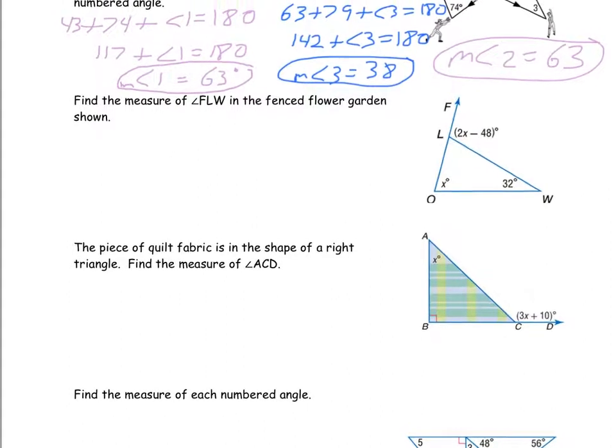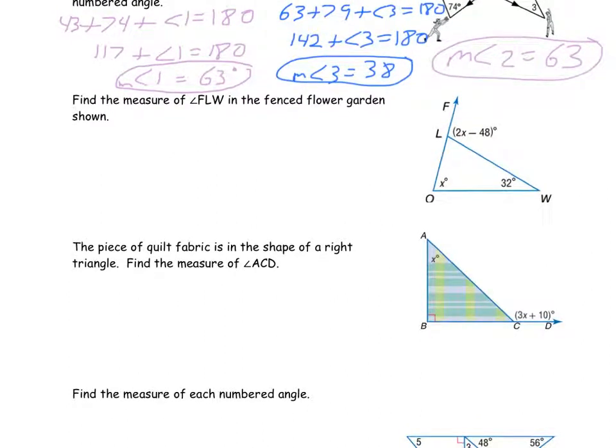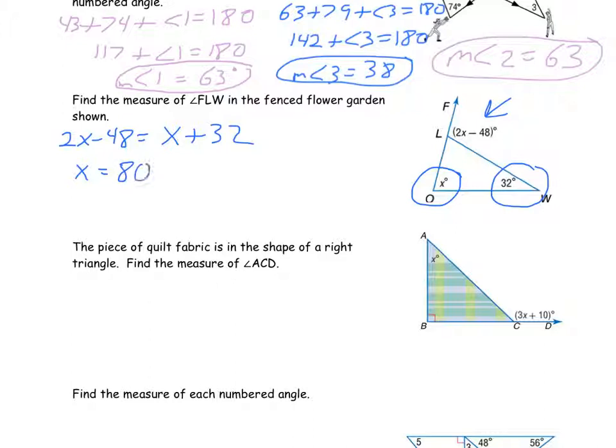Alright, now below this example, and actually the next 2 examples, use the exterior angle of the triangle because we are going to use the exterior angle theorem that says the exterior angle is equal to the sum of the 2 remote interior angles. So 2x minus 48 is equal to x plus 32. Subtract x from both sides, add 48 to both sides, and we get x equals 80.